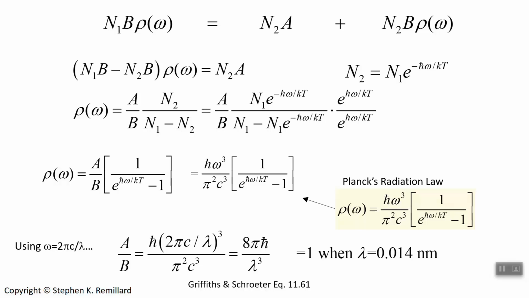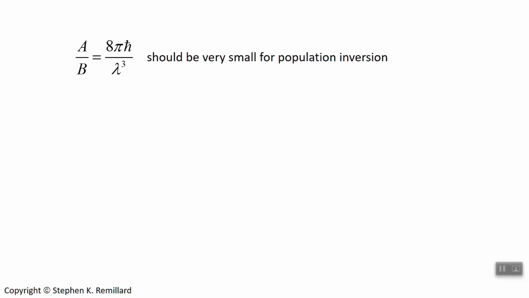When wavelength is 0.014 nanometers, that ratio equals 1. And why is it important that A over B is 1 at that wavelength? Because what you really want to see is that ratio A over B being as small as possible, because A is your spontaneous emission rate, and you don't want spontaneous emission. You want stimulated emission. So you want A to be small and B to be big. That's achieved by population inversion. When you have population inversion, A over B will be small.